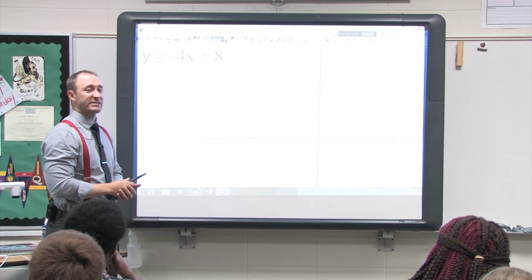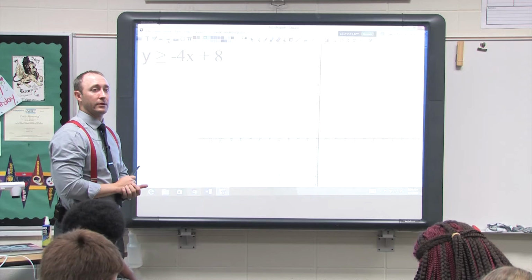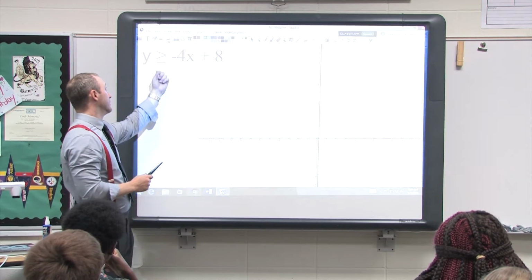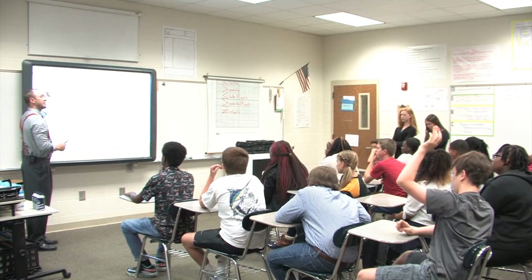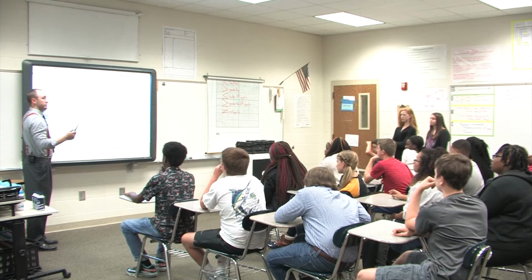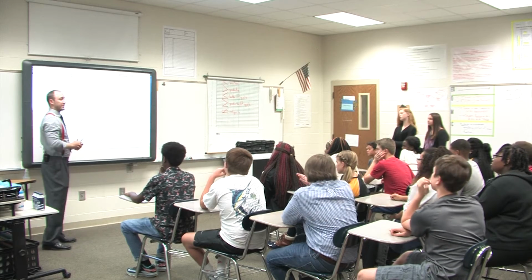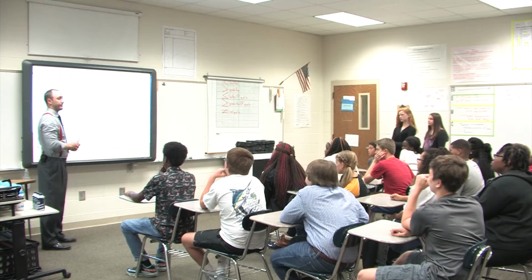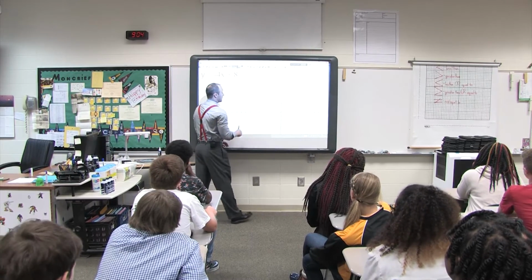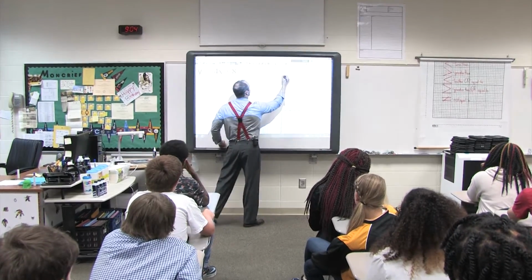Good. What is that going to mean then? All right. Y is going to be greater than. Good. What else does that mean? What does it mean for my line? Closed. Okay. When we draw our line, what's the first thing we need to think of? Y-intercept. Good. So we're going to put a point where? Eight. On 8.